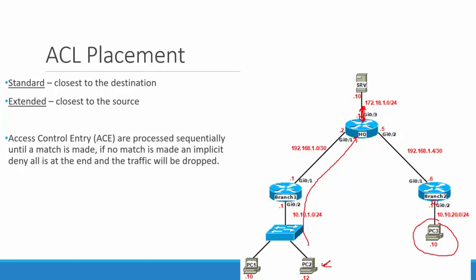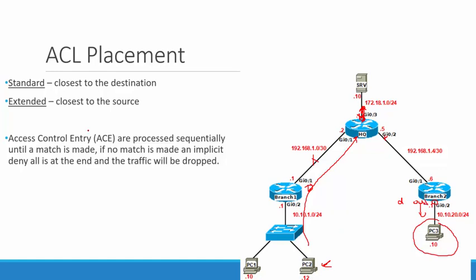I want to go closest to the destination because I don't want to deny PC1 right here, right? Because as soon as I do the deny right here, it also can't go here, here, here, right? So I would do a deny statement again, and again going out in this case.